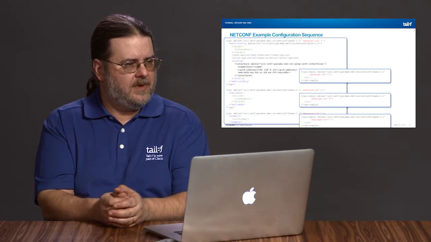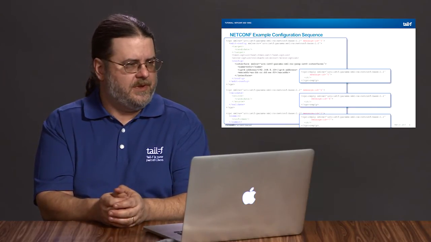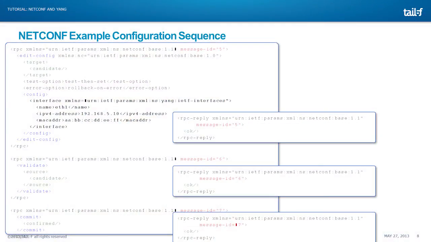So here we see an example configuration sequence. On the left is the traffic coming from the NETCONF client, i.e. the management station. On the right are the replies from the NETCONF server, i.e. the agent in the network element. So one of the first things we see is it's XML, as we mentioned earlier. And we'll see the opening tag is RPC coming from the client, and the opening tag from the server is RPC reply.